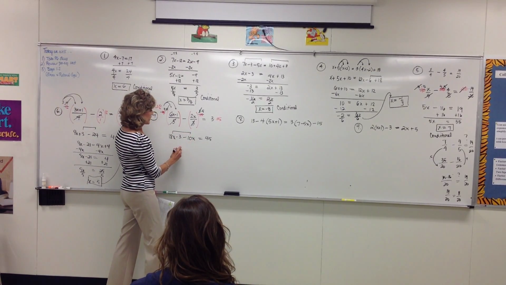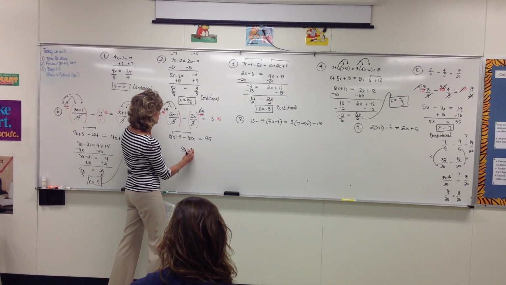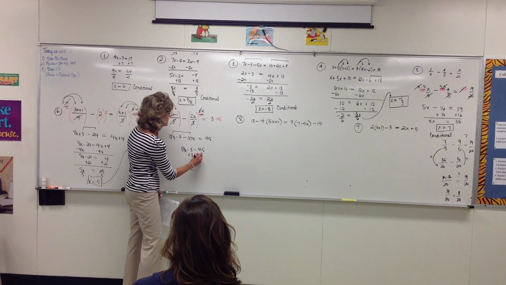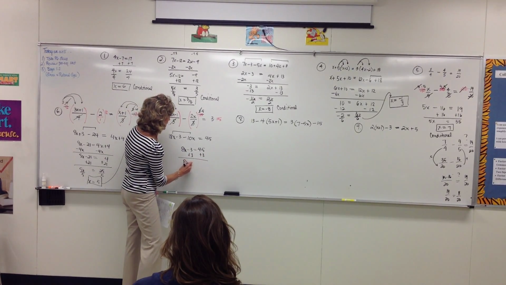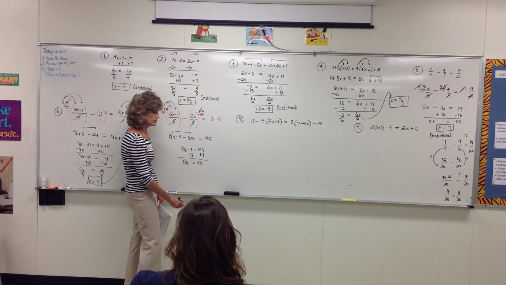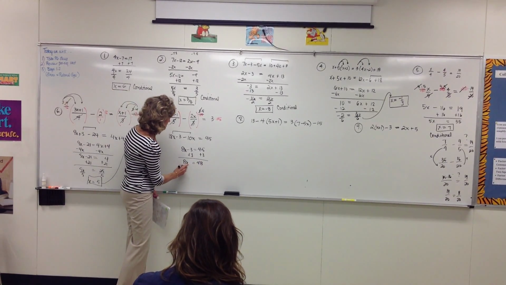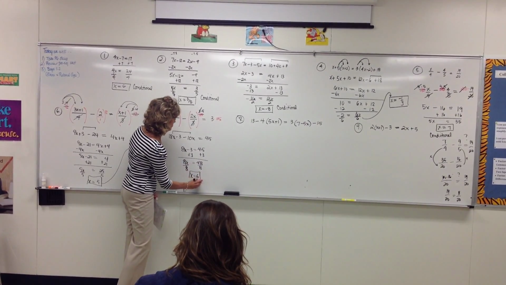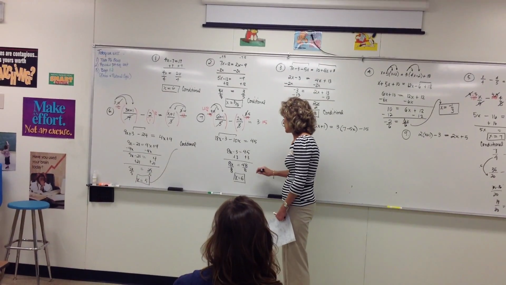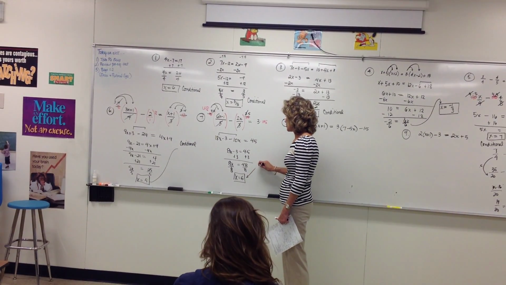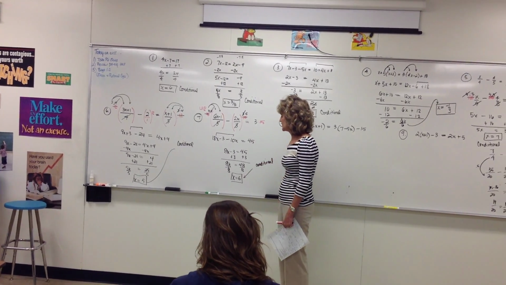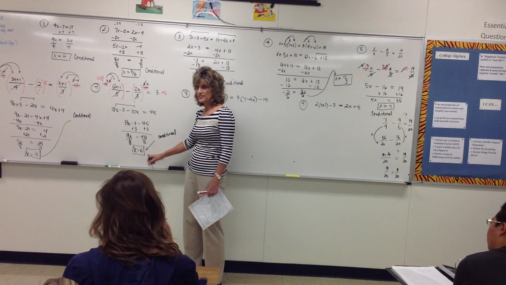18x minus 10x, those are like terms. That gives us 8x minus 3 equals 45. Then add 3 to both sides. And 8x equals 48. And divide both sides by 8. So x equals 6. We found a solution. There's only one. We haven't come across one yet, but we're going to in a minute. So if there is only one solution, we say the equation is conditional. This equation is true with the condition that x must be 6.